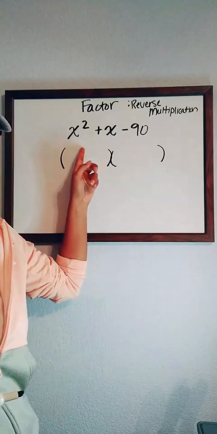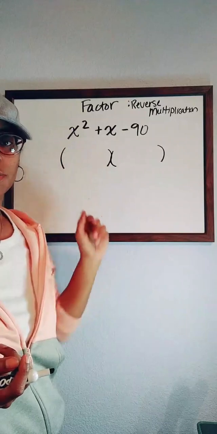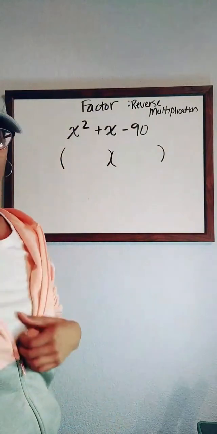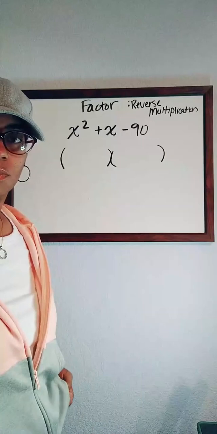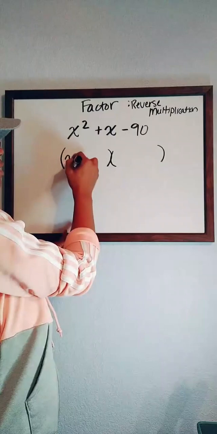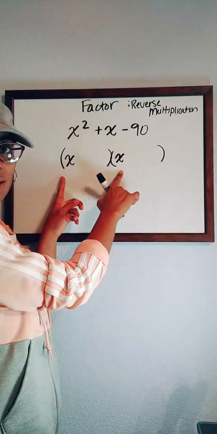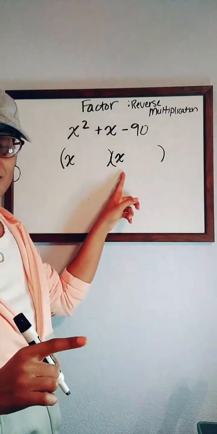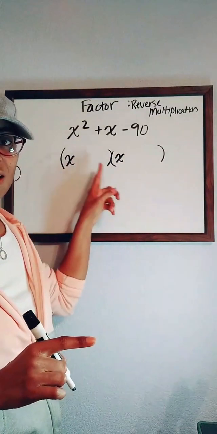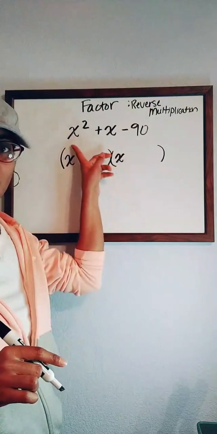What did we multiply? Anybody remember? What do we have to multiply to get x squared? Take a guess. We multiplied x times x. So that's what's going to go in these first two spots. Yep, x times x gives you x to the power of 2. It takes two factors of x to make x squared.